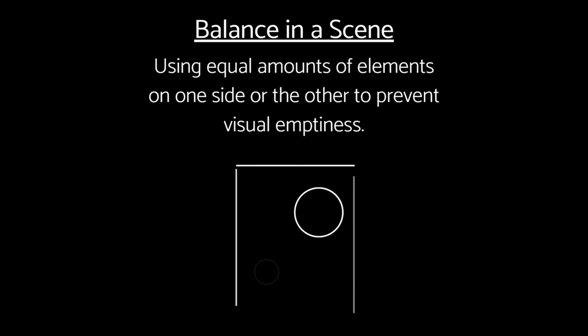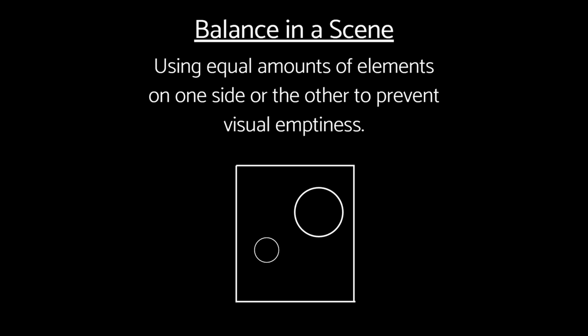The 20th photography composition technique revolves around using balance in a scene. Using balance in a scene is a great composition technique to create an interesting and pleasing looking image. This means making sure there are equal amounts of elements on one side or the other. If you were to use the rule of thirds in an image and the image was still feeling visually empty, then you would place another element or subject on the other side of the frame.